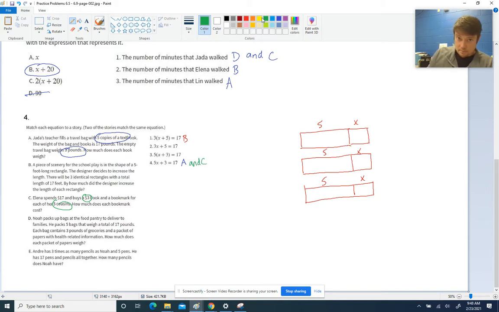D. Noah packs up bags at the food pantry to deliver to the families. He packs 5 bags that weigh a total of 17 pounds. So we got 5 things. I'm already leaning toward number 3, right? 5 things. And so 5 bags. Each bag, right? We got 5 things.